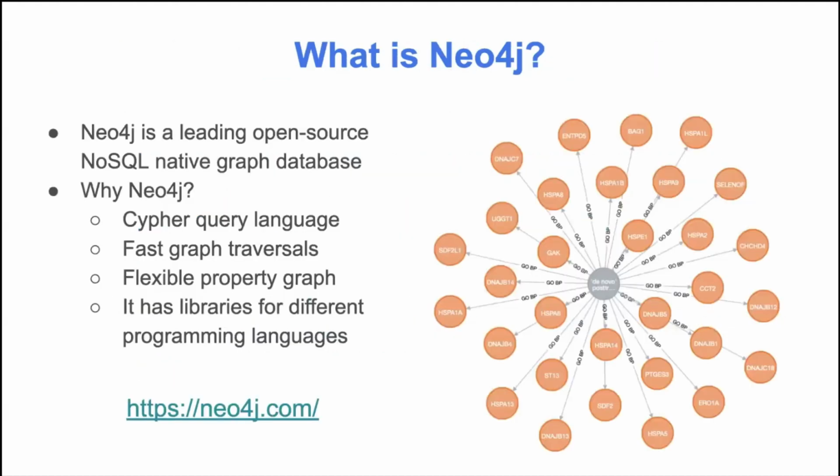So let's go with Neo4j that I mentioned. Neo4j is a leading open source NoSQL native graph database. When you just say NoSQL, it means it's not in a tabular format like I was mentioning earlier. It's in a graph format, and that's how it stores the database itself. It really stores it like this in the hardware or in memory.